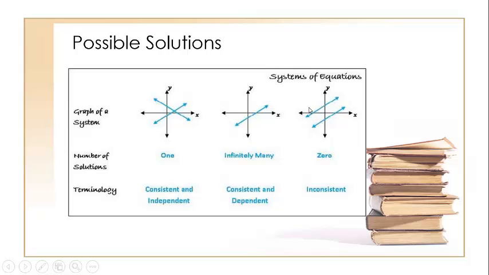For the last possibility, you could have zero solutions because the two lines are parallel. That means they never intersect. So you would have no solution.